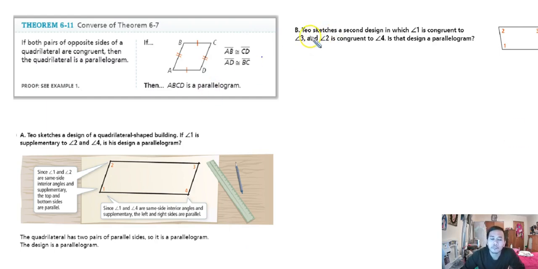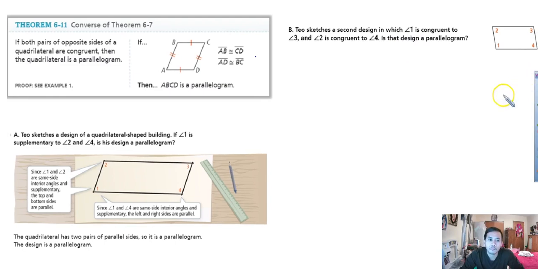Part B. Teo sketches a second design in which angle 1 is congruent to angle 3 and angle 2 is congruent to angle 4. Is that design a parallelogram? So we will answer that. Angle 1 is congruent to angle 3, so we are looking at the opposite angles of the quadrilateral, and angle 2 is congruent to angle 4. So they are opposite angles. The sum of the interior angles is 360.